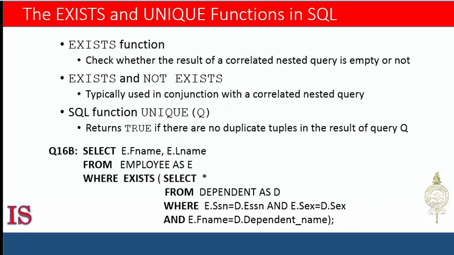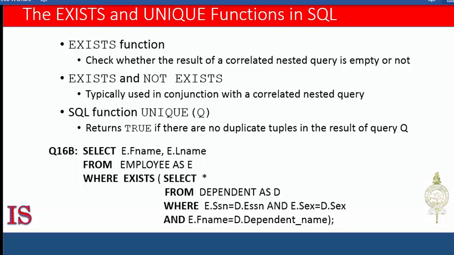The EXISTS function in SQL is used to check whether the result of a correlated nested query is empty, that is, contains no tuples, or not. The result of EXISTS is a Boolean value: true if the nested query result contains at least one tuple, or false if the nested query result contains no tuples. We illustrate the use of EXISTS and NOT EXISTS with some examples. First, we formulate Query 16 in an alternative form that uses EXISTS, as in Q16B.